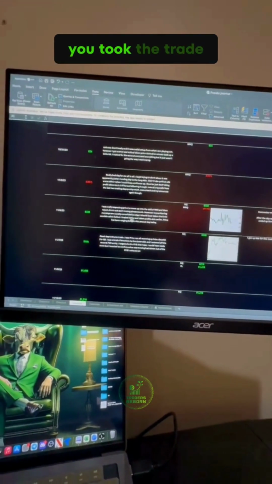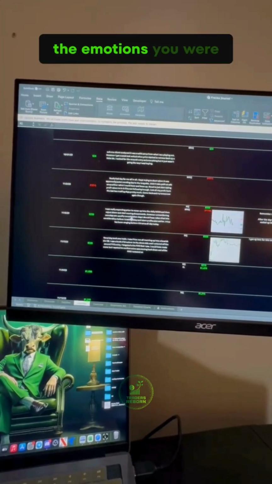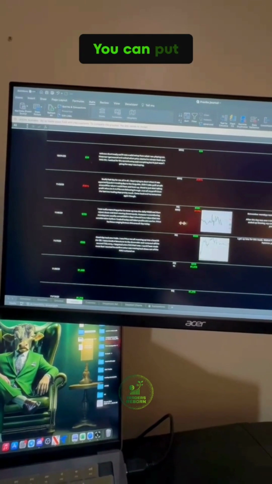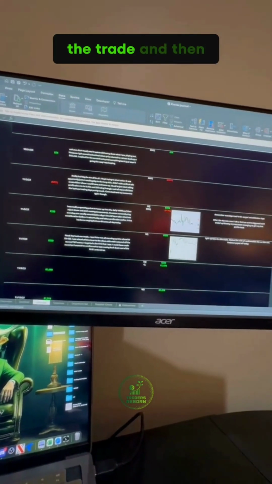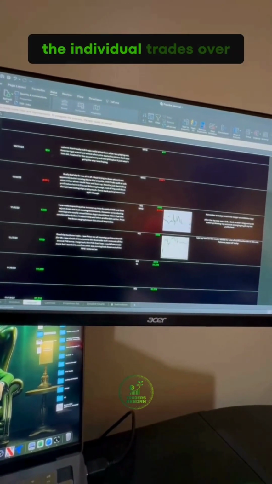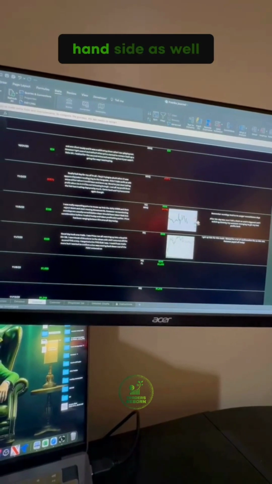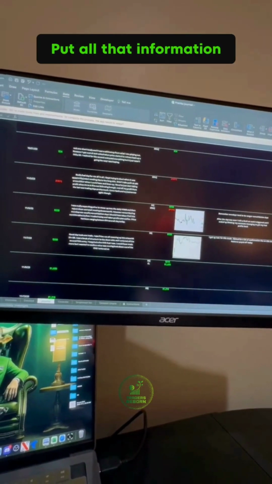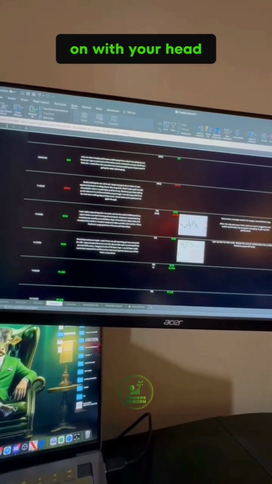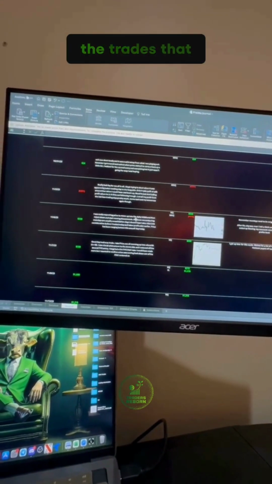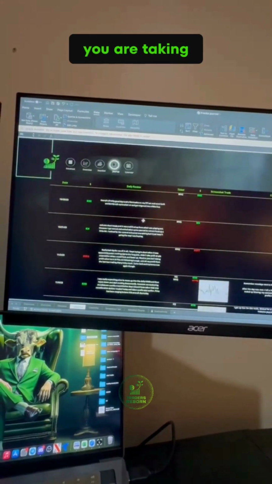Put why you took the trade, the emotions you were feeling behind the trade. You can put a screenshot of the trade. And then you can also put notes of the individual trades over here on the right-hand side as well. Put all that information here so you always know what's going on with your head, why you're trading, why you're taking the trades that you are taking.